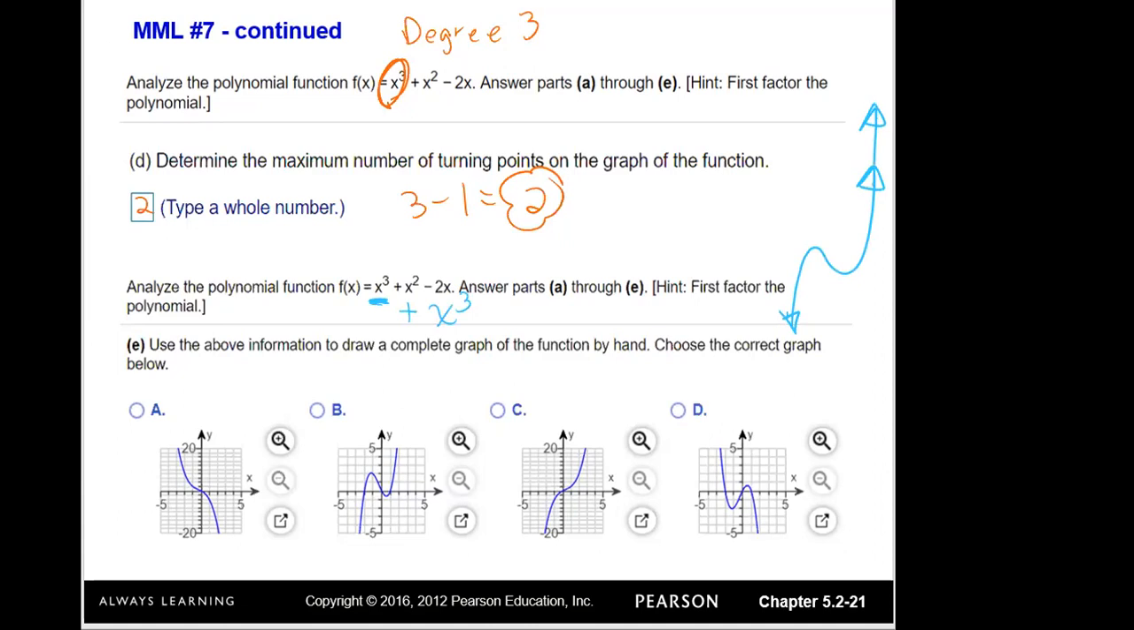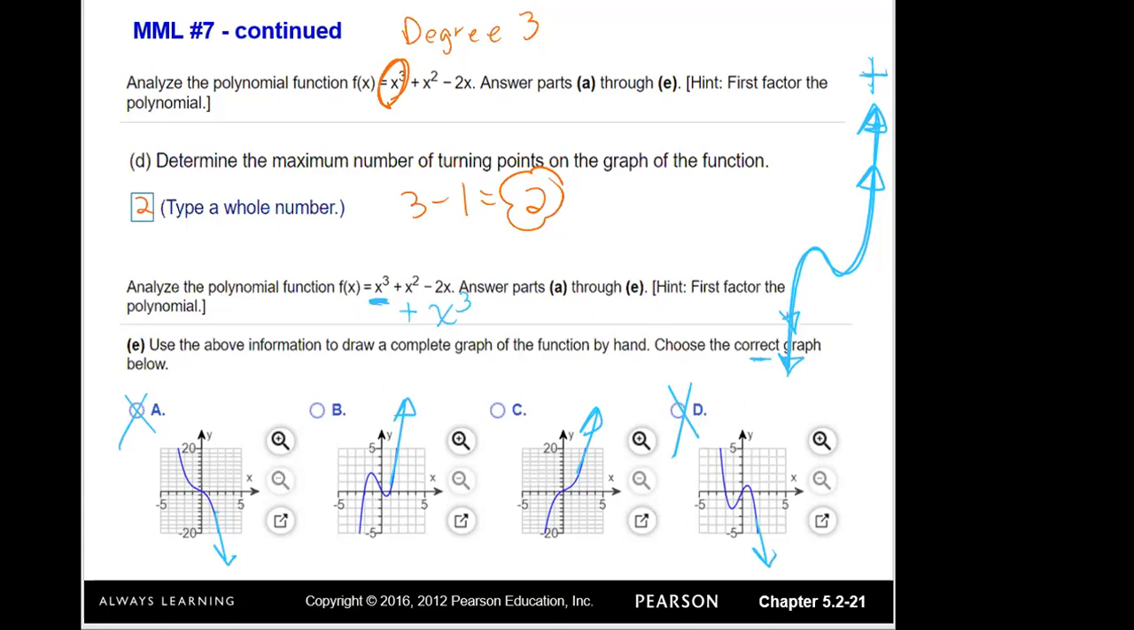where one end is going up and the other end is going down, and the end that is up is pointing, the whole graph ends going in the positive direction. So it starts pointing negatively, but then finishes up pointing upwards. So A is out because this one ends going downwards. B is okay, it ends going upwards. C ends going upwards, but D ends going downwards. So D is out. So it's B or C.